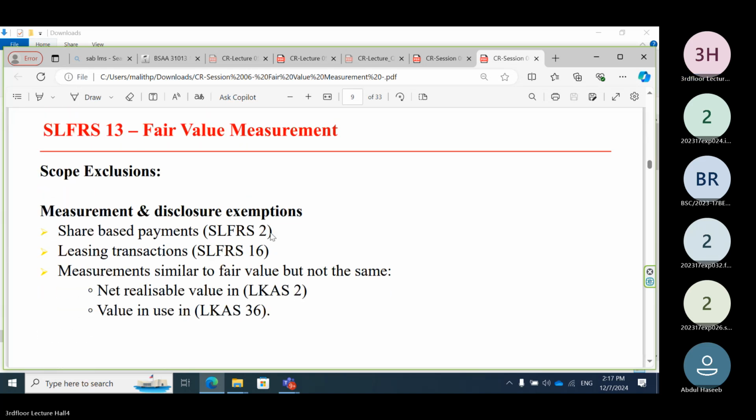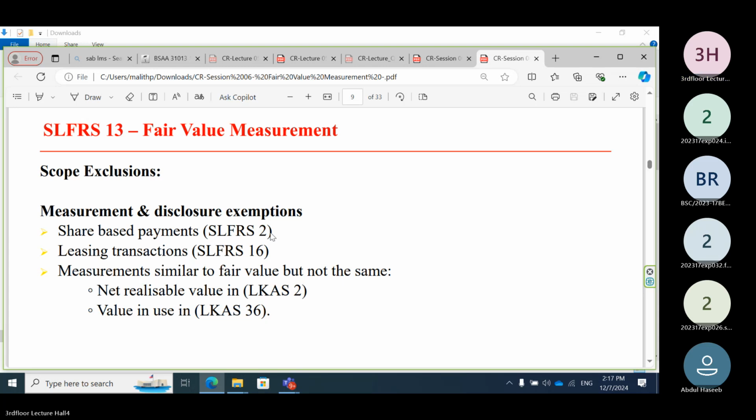Again, some standards have not considered this standard. You need to clearly identify those. Measurement and disclosure exemptions, that is scope exclusion. So some standards do fair valuation, but they are not supposed to use SLFRS 13. That's important.